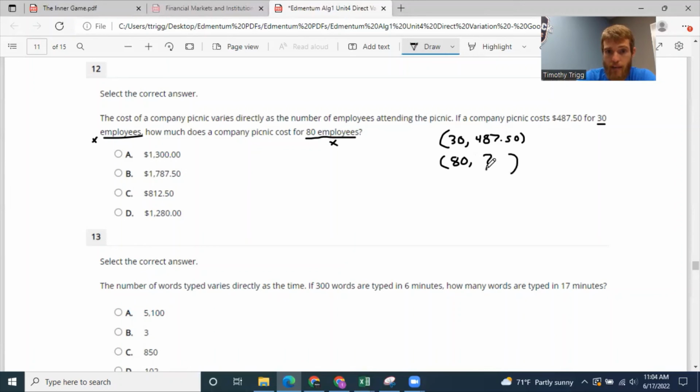So go ahead and find what this is going to be. So whatever the multiplier is here, so 30 times something gives me that. So some value K, it should be the same multiplier here. Okay, because it's direct variation.